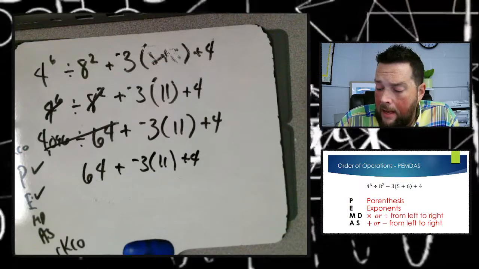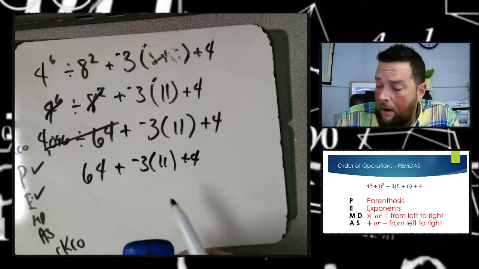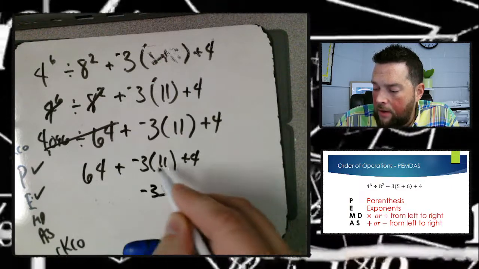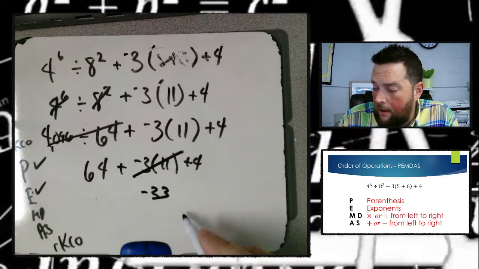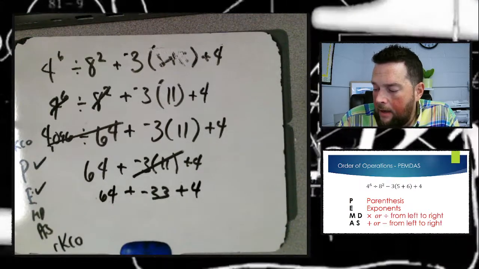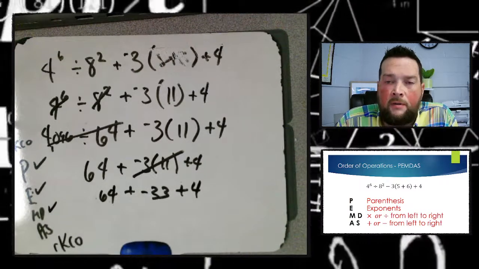All right, I did the division. Now I want to go and do this multiplication. -3 times 11, that's -33. Cross it out, bring down everything you haven't touched, just like that. All right? And we did all of our multiplication and division.